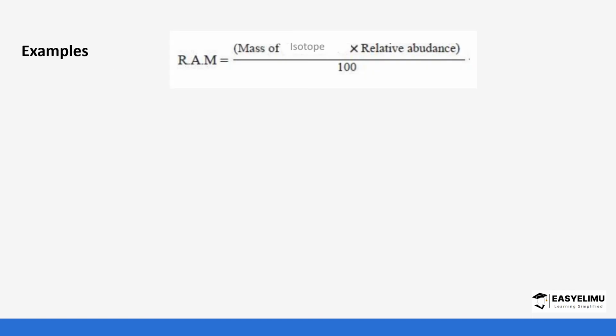And relative atomic mass is usually calculated using this method. Normally, the relative atomic mass is equal to the mass of the isotope times the relative abundance over 100. So if you have more than one isotope, you just add a plus sign and repeat the same formula. We're going to do examples on the same so that you can see the different ways the questions can come in this subtopic.